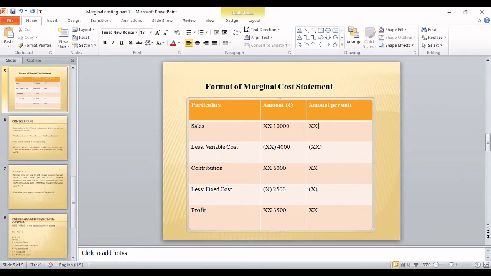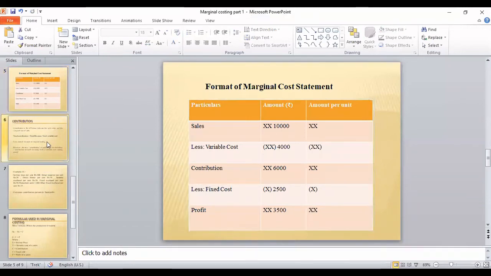If you know these things, you will easily come to know what will be the profit per unit. Is this part clear, everyone? So both ways we can use this format. For total cost also we can find out total profit, and for per unit also we can find out the profit, the selling price, and the contribution. Any doubt, any confusion till here?